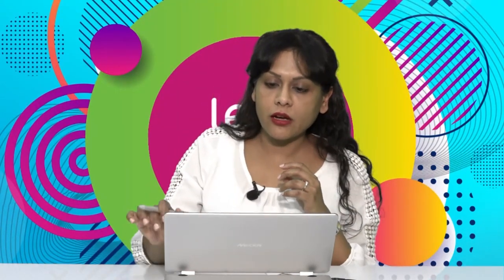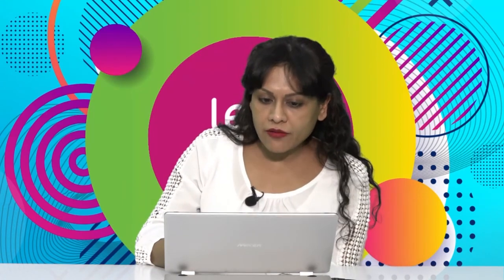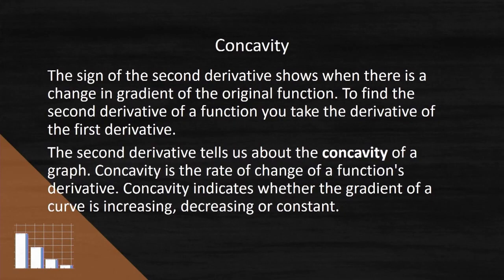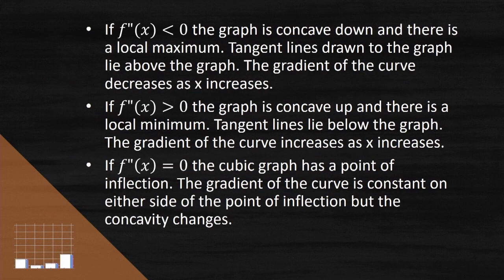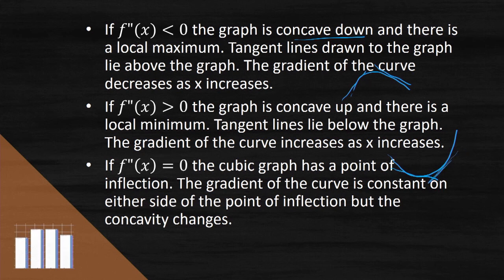All right, so I quickly want to touch on concavity. We know that the sign of the second derivative shows where there's a change in gradient of a function, and very importantly, if the second derivative is negative, the graph is concave down, so you can think of it almost as your cup being turned over. If you draw tangent lines to this graph, they will lie above the graph. If the second derivative is positive, the graph is concave up, so your cup is now full with liquid, it's not going to pour out. If you draw tangent lines to the graph, they will lie below the graph.